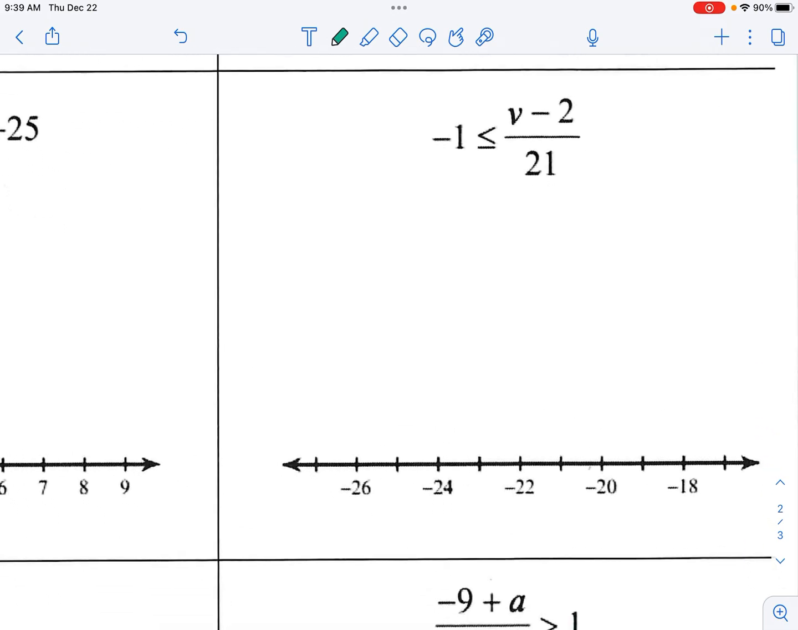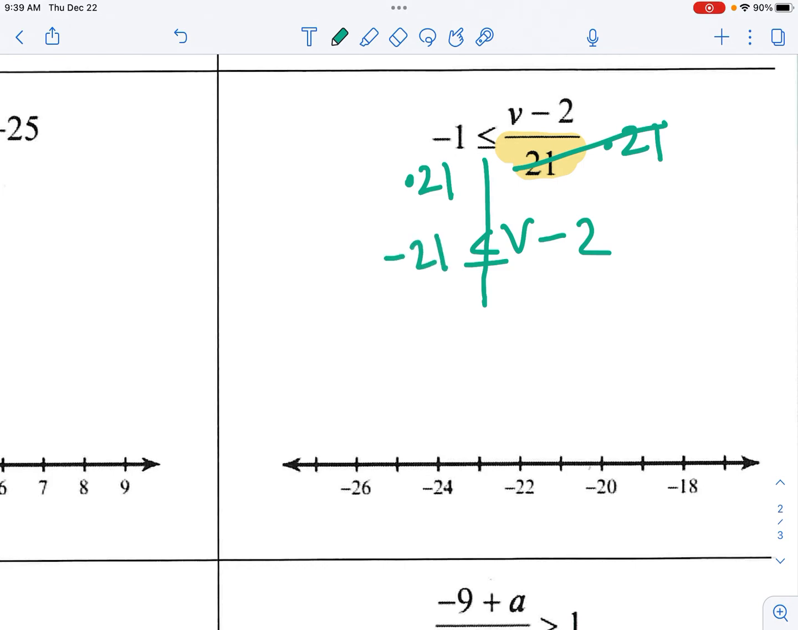Draw your line down from your inequality sign. In this case, I cannot undo my subtraction first because the whole problem is being divided by 21. So I need to undo the division first. To undo division, I'm going to multiply both sides by 21. These 21s cancel out, and now I'm left with v minus 2. Negative 1 times 21 is negative 21.